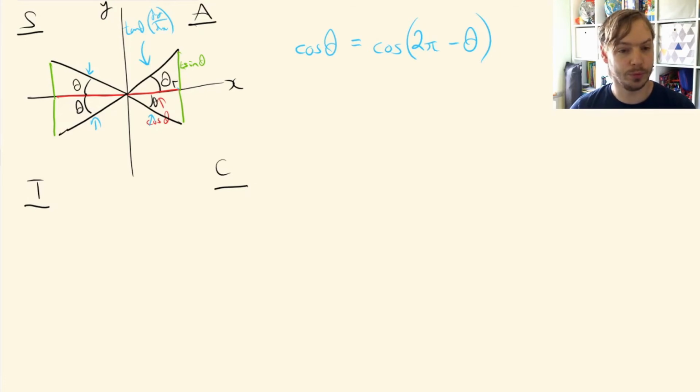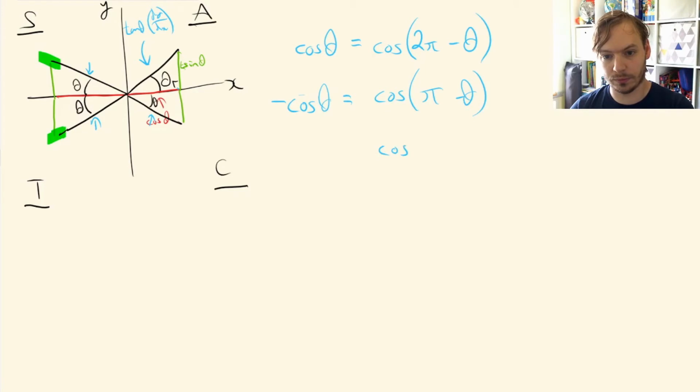I can also point out where my two negative ones come from. So cos of 180 minus theta, which is actually now pi minus theta. So cos of pi minus theta, we're looking at this line over here. This is now negative. So that is equal to the negative of cos theta. And exactly the same way, if I look at this line down here, this is pi plus theta. So cos of pi plus theta is equal to negative cos of theta.